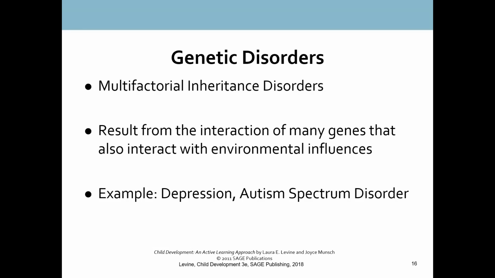Then we had single gene disorders involving one pair of genes. We had chromosome disorders involving a single missing or extra chromosome, or sometimes a damaged chromosome that doesn't work. We also have multifactorial inheritance disorders. These are more complex. They result from the interaction of many genes that also interact with environmental influences.